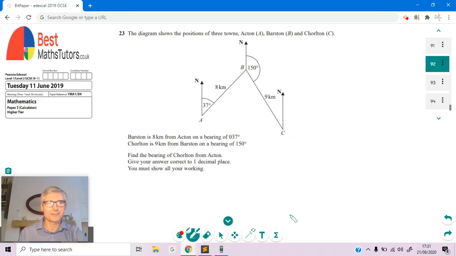I'm continuing to go through the Edexcel higher tier paper from 2019, and this is paper 3. And we're on the final question of the paper, which is question 23.